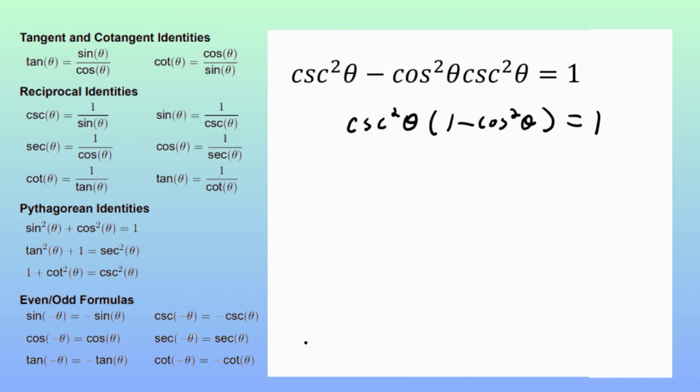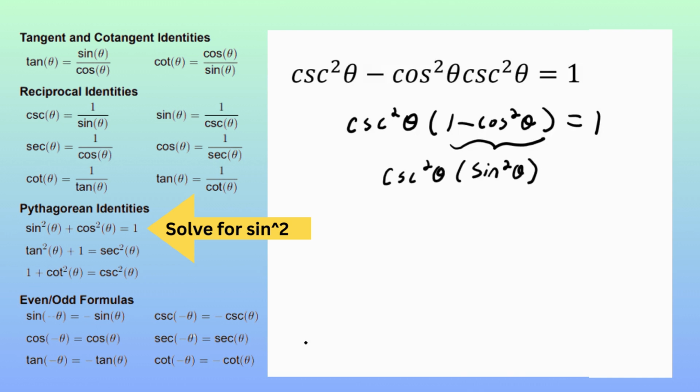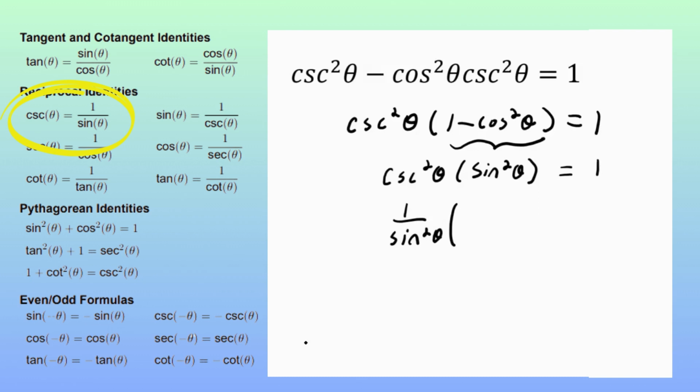All right, so again, my target is I want to get to 1. So we look inside the parentheses here. We have 1 minus cosine squared. Well, that's equal to the sine squared. So I'm going to replace that by sine squared theta. All right. Well, cosecant squared theta is equal to 1 over sine squared theta times my sine squared theta. And then we can see that simplifies to 1, and we are done. We've proven that the left side equals the right.